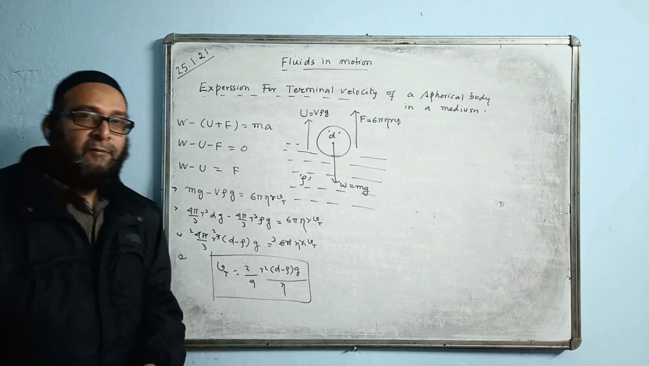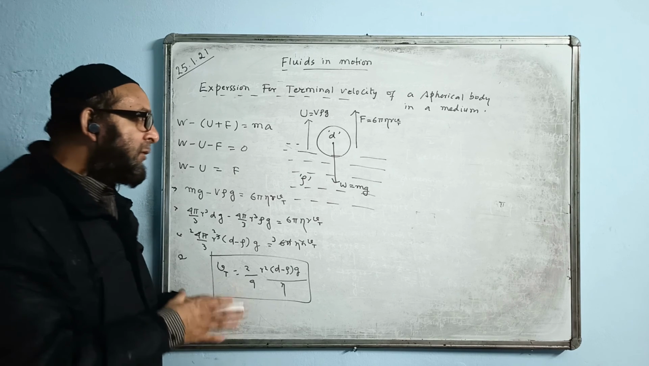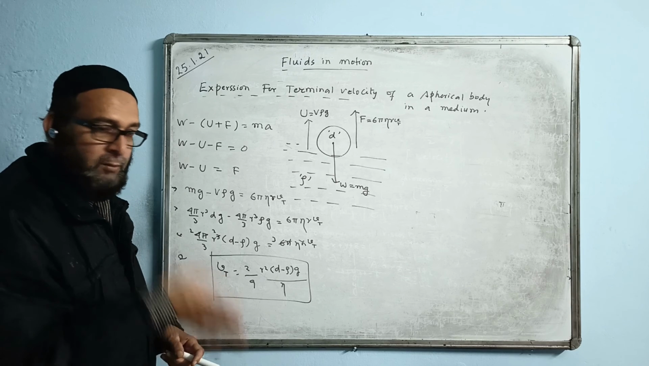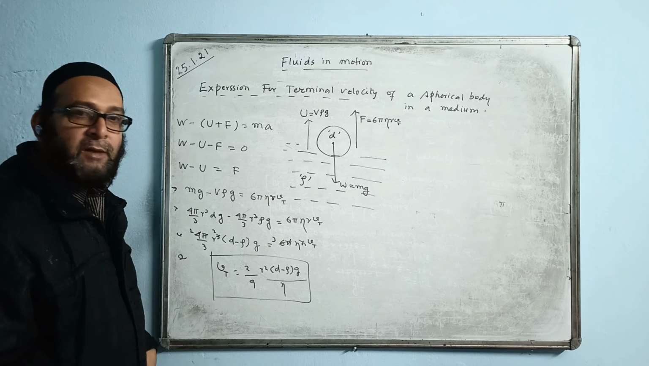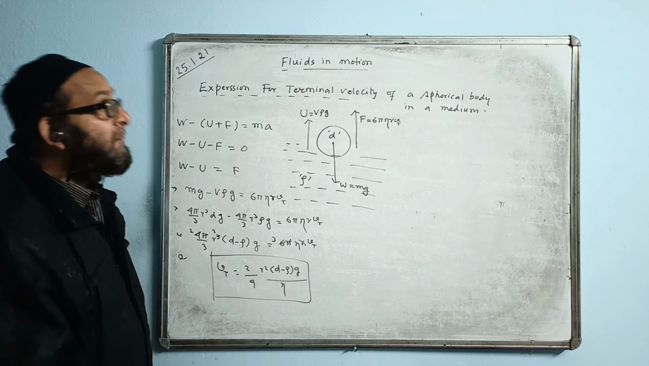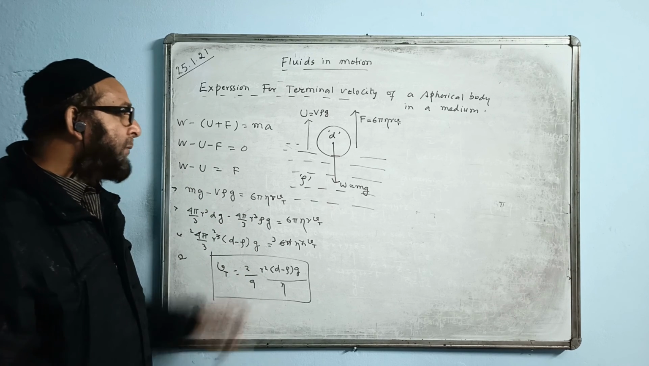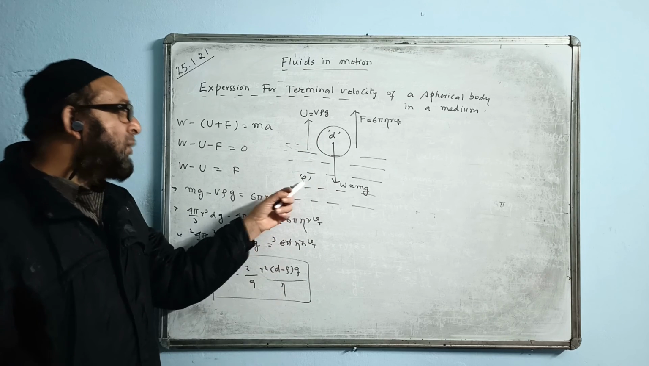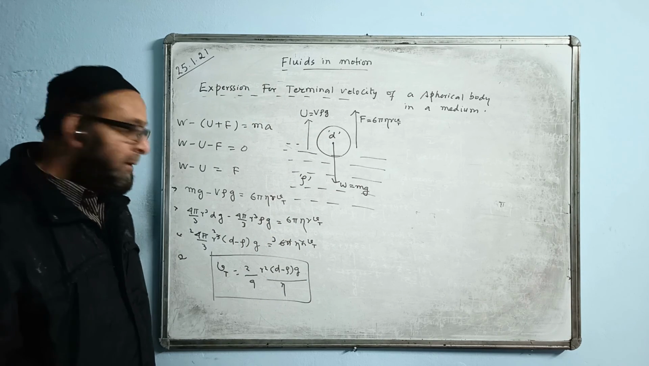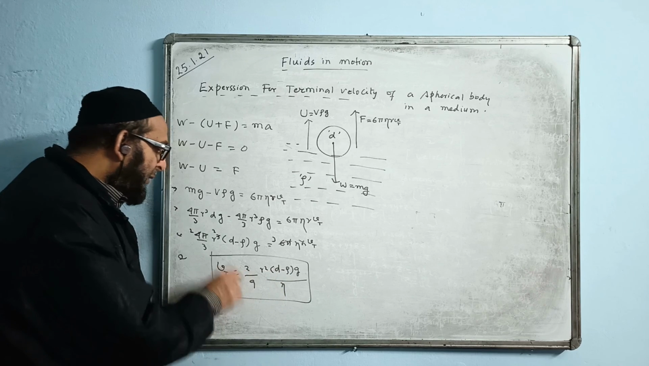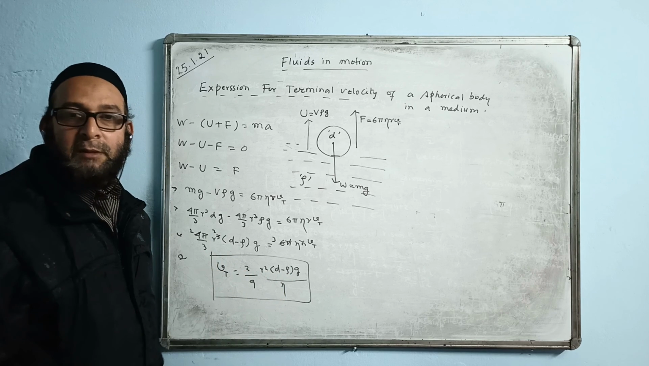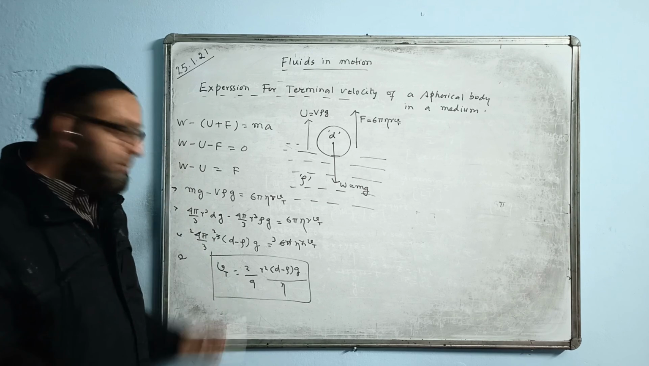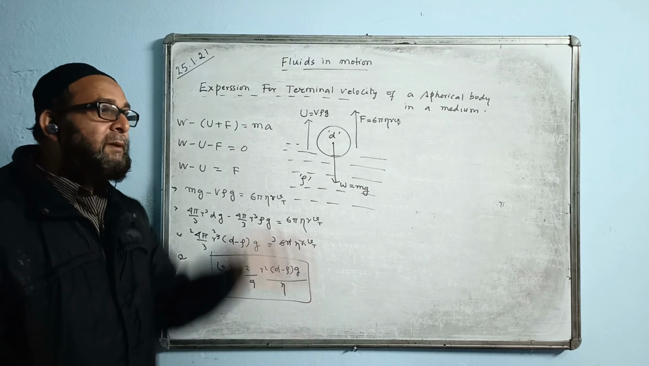Using this expression we can find the terminal velocity, that means the constant velocity with which the spherical body will be falling down in this medium. It may either fall down or even go up, depending on whether d is bigger than ρ. If d is bigger than ρ, the body is falling down. If ρ is bigger than d, the value of vt will come with a negative sign. A negative sign means the body is going up, rising with this constant velocity.